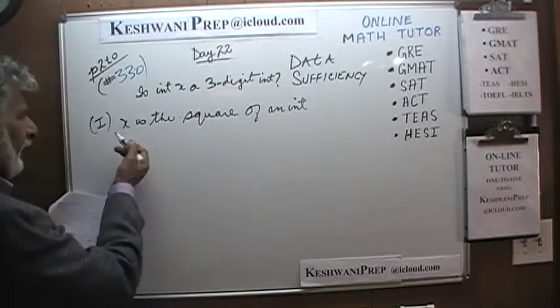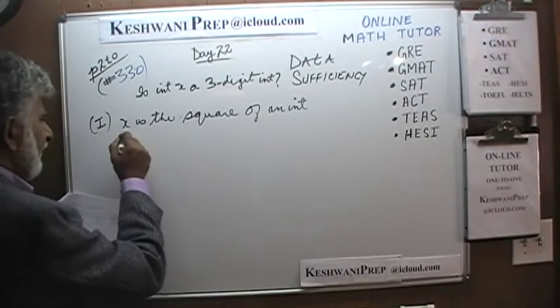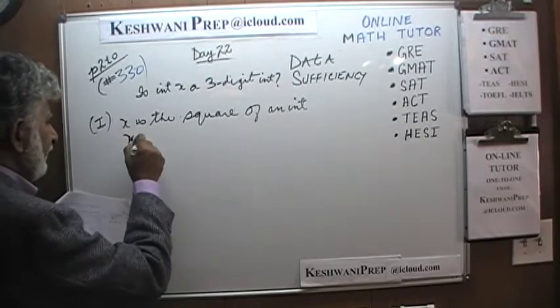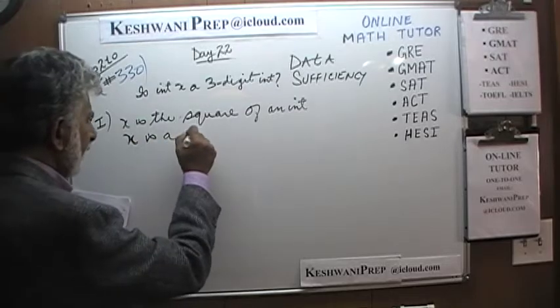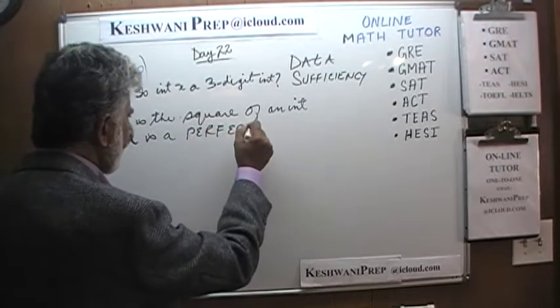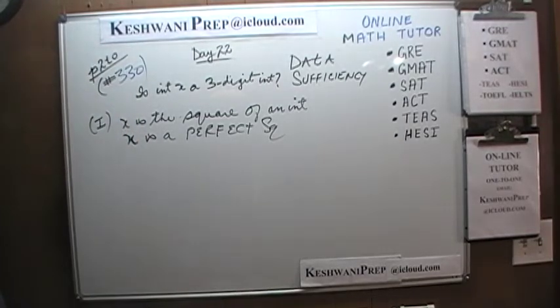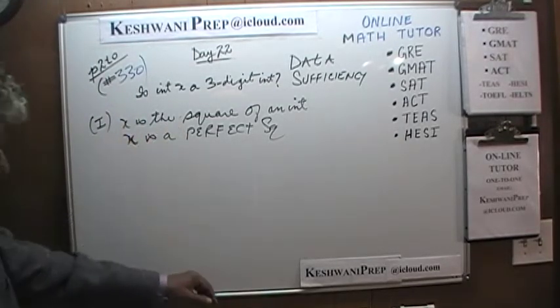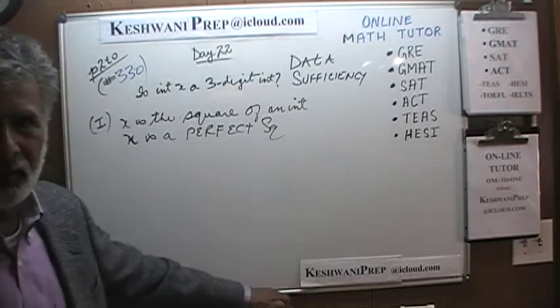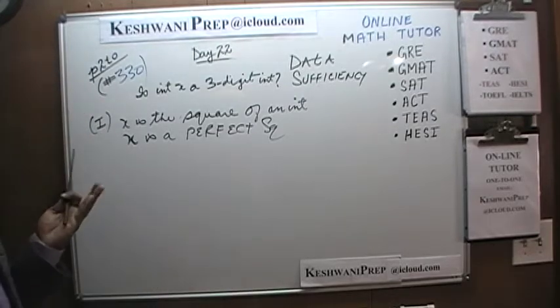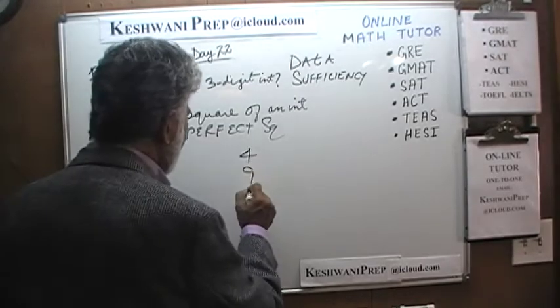In other words, x is the square of an integer. What they're telling us in a roundabout way is that x is a perfect square. Well, simply knowing that x is a perfect square does not tell us that x is a three-digit number. It could be anything. The integer could be any perfect square. It could be 4, 9, or anything.